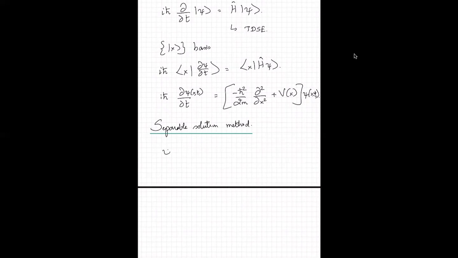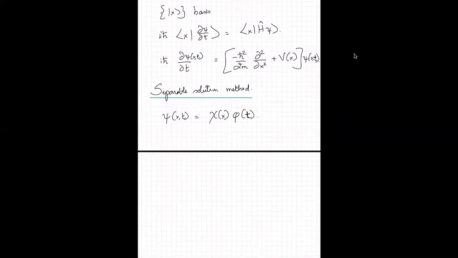I'm going to write this psi of x comma t as some function that depends on x alone times some function that depends on t alone. Okay, at this point, any curious student should ask, how is this even valid? How can you write down the solution as something that depends only on x times something that depends only on time? You are throwing away a whole lot of other possible solutions.